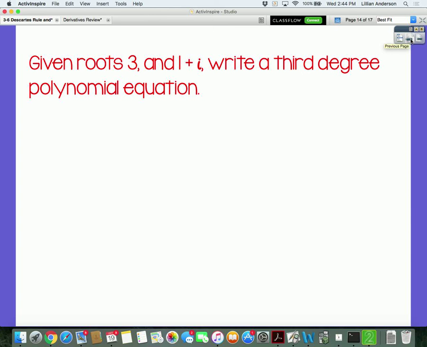One more that's gonna go on your paper. We're gonna do this one together, and then we'll do one on your own. So we are given 3 and 1 plus i. We're gonna write a 3rd degree polynomial equation. 3rd degree is also known as a cube. Okay.